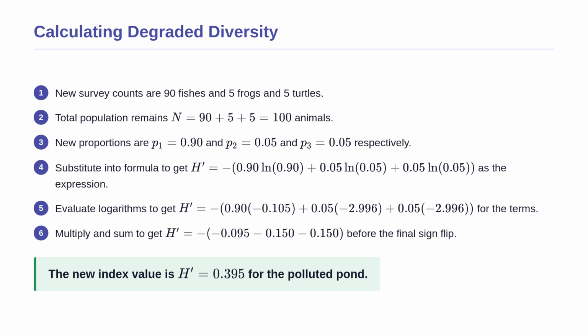Notice that the natural log of 0.05 is a large negative number, reflecting the heavy mathematical weight placed on rare species. When we multiply and sum these terms, we get negative 0.395. Applying the final negative sign gives us a new index of 0.395. This drastic drop from 1.03 mathematically proves that the true diversity has collapsed due to pollution.